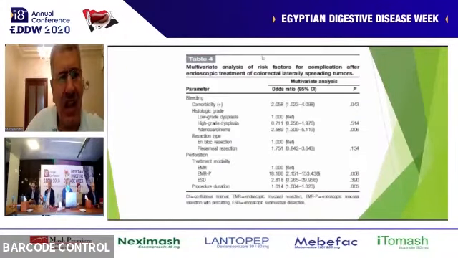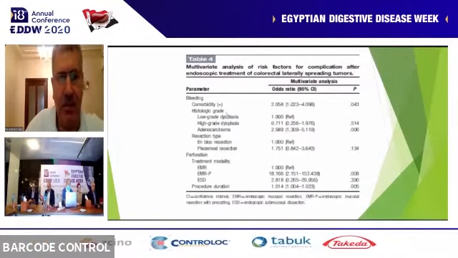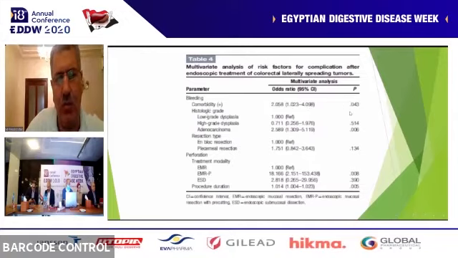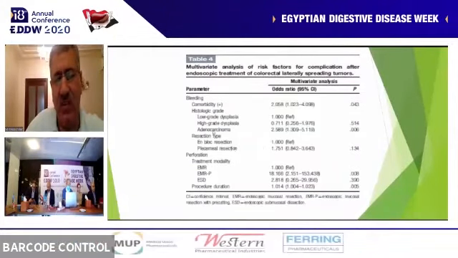Now, how do you prevent? And I think for perforation and bleeding, prevention is the key. If you look at this very nice multivariate analysis, it tells you that for bleeding, the most common factor is comorbidities. If you have a patient with comorbidities who needs to be on aspirin or Plavix or whatever, that increases the chance of bleeding. And the worse the tissue, so if you have a cancer that you're removing by EMR or ESD, the chance of bleeding is higher.